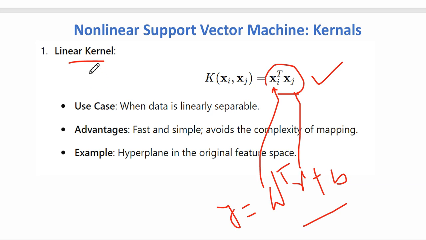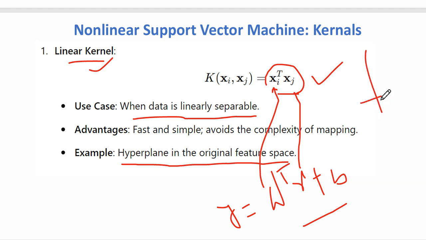This linear kernel is used when the data is linearly separable. The example is a hyperplane in the original feature space. For example, if above we have all the positive class points and below we have the negative class points, then we use the linear kernel. By default, if you are using LinearSVC, it uses the linear kernel. If you are using the SVC function, we have to mention kernel equal to linear, then it will automatically apply.